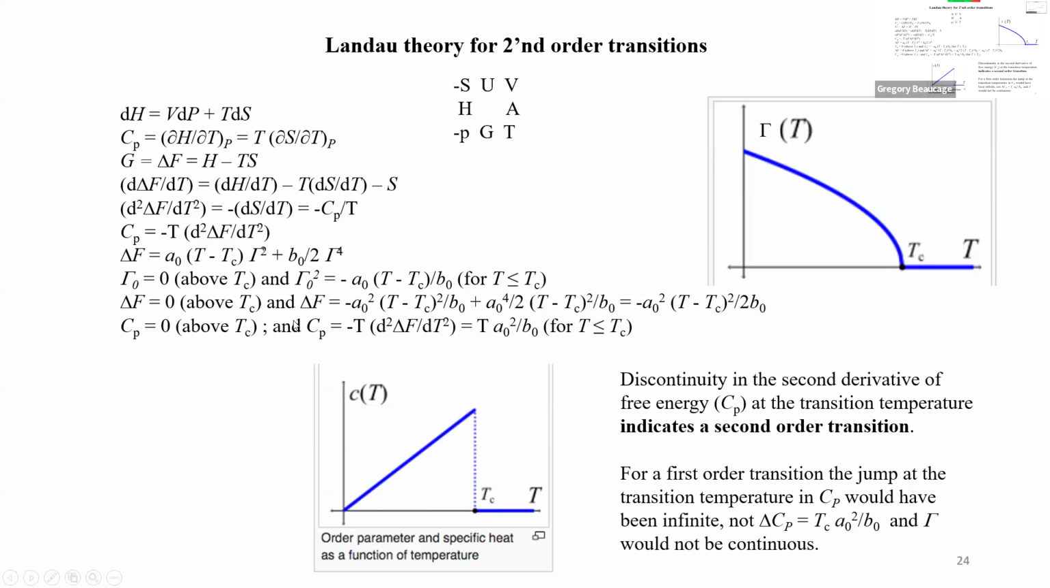Basically the heat capacity above the critical point is 0, and below the critical point it's going to follow this equation. It's going to be linear in temperature, and the dependence is A naught squared by B naught. So the discontinuity in heat capacity is like a change in the thermal expansion coefficient, right? That means it's a second order transition. If it was a first order, this guy would have a peak in it.